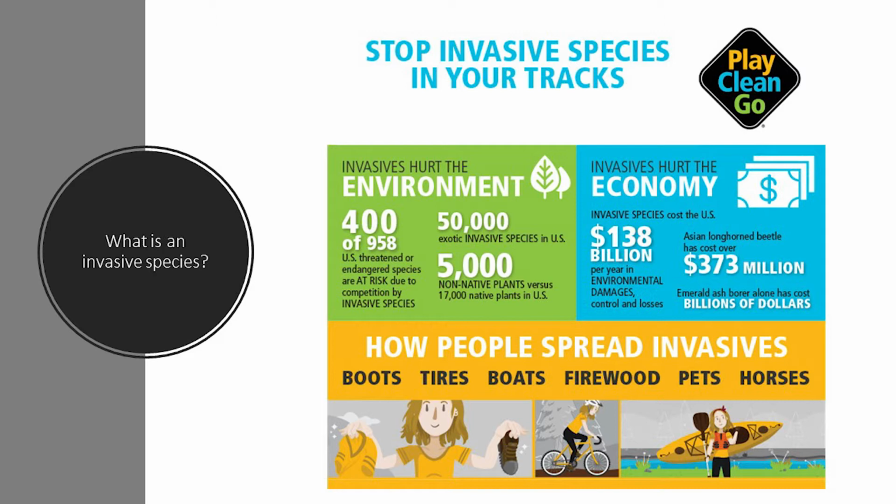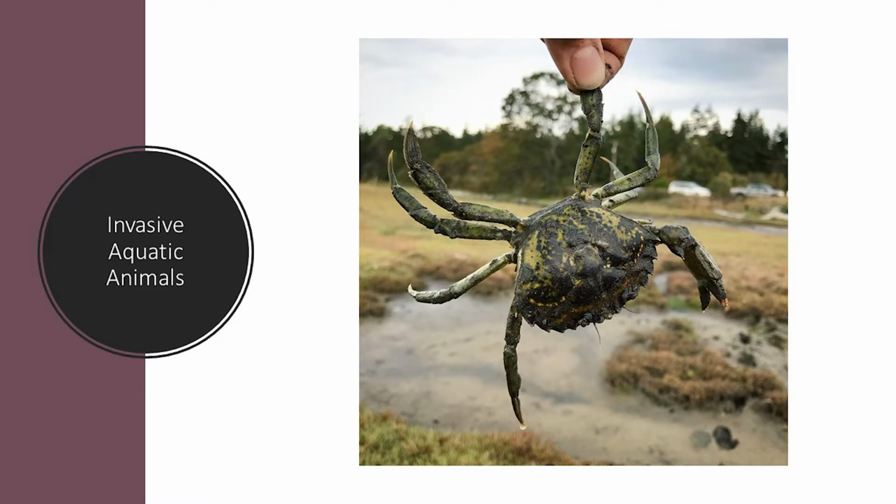In Washington, there are over 700 plants and animals listed as invasive species. They contribute to $137 billion each year in crop and habitat loss. We're going to take a closer look at some of Washington's priority invasive aquatic animals.